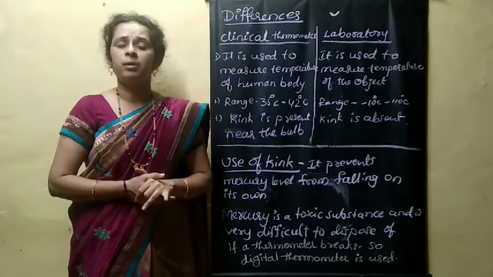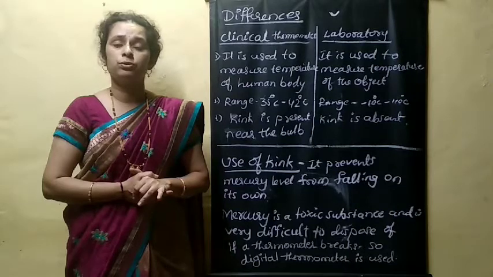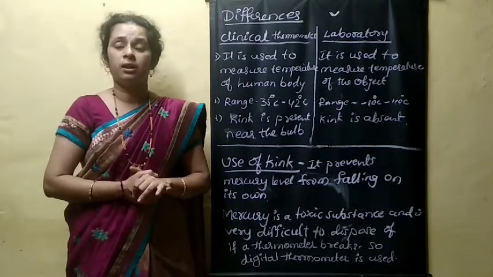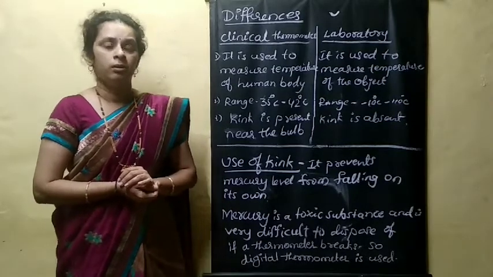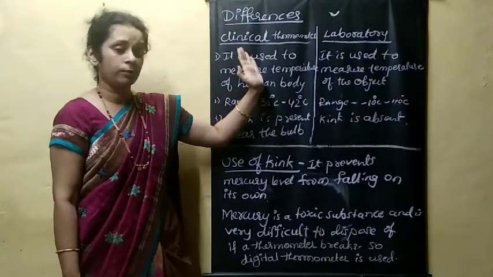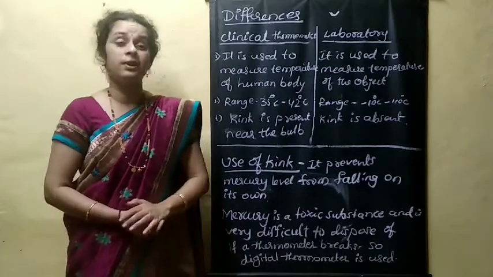Another type of thermometer you will come across is the maximum and minimum thermometer. They are used to measure the weather report of the previous days. This is about the differences between the clinical thermometer and the laboratory thermometer, as well as the use of the kink and why digital thermometers are preferred today.